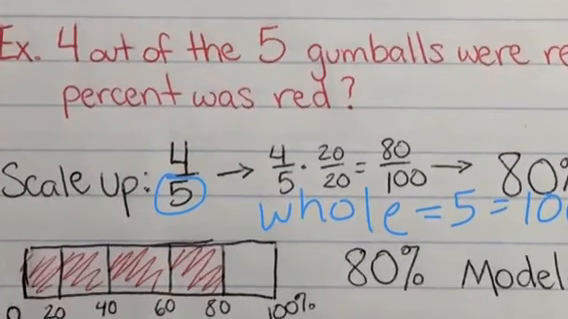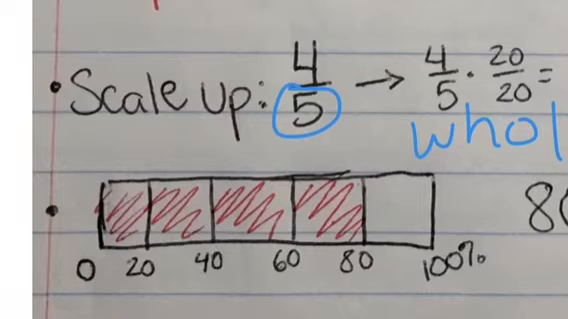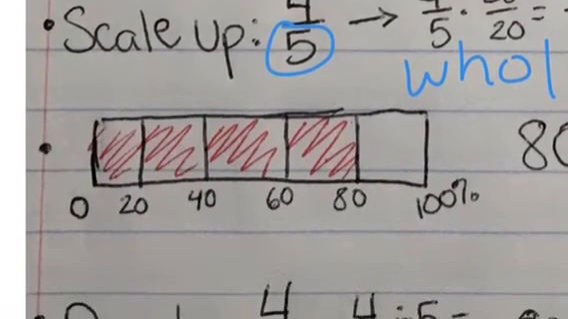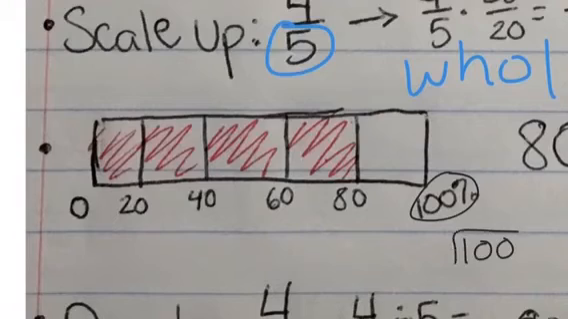So we see here in our model, we have 5 boxes, 1, 2, 3, 4, 5, and the whole thing is 100%. If we divide this 100% into these 5 boxes, in order to know what value each of those boxes has in it, we need to divide 100 by the 5 boxes. So 100 divided by 5 is 20. So each box is worth 20%.